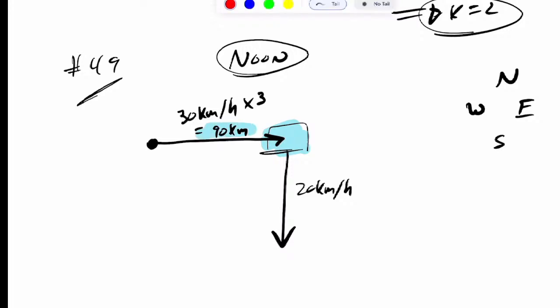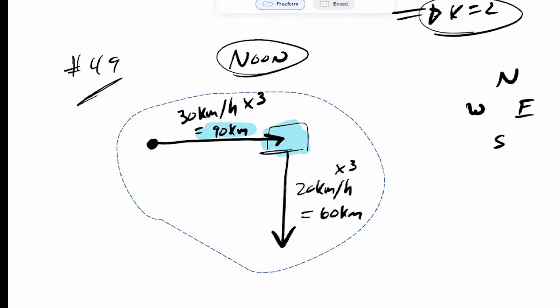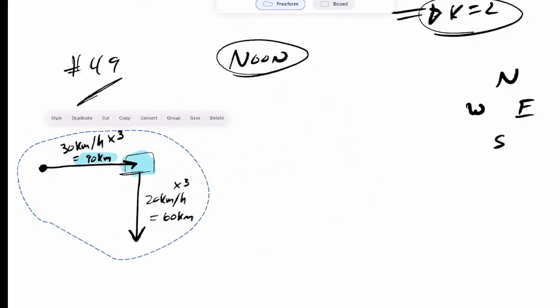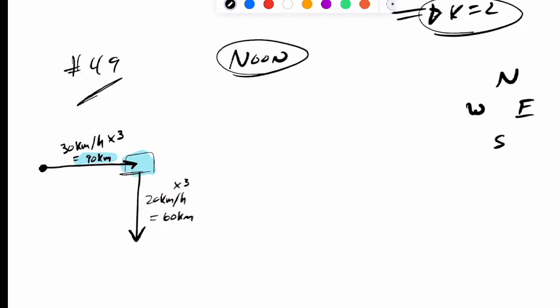It takes 3 hours to get there. Since it took 3 hours and it was going 30 kilometers an hour, the distance initially was 90 kilometers away. And that means that this boat also must travel for 3 hours, which makes this 60 kilometers away. So this is when the trip is done. What you want to do is represent this. They want to know at what time are they closest together.